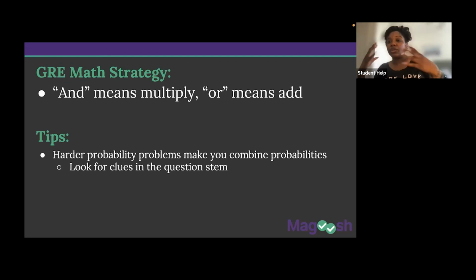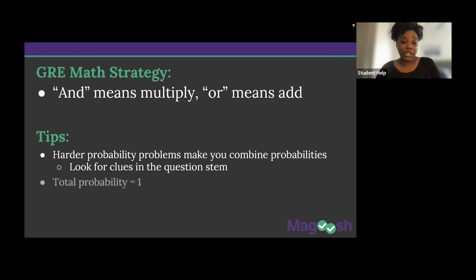So they're going to have you look at 2 different scenarios. This happens and then this happens. What do you do? So when you see that, look for clues in your question stem.